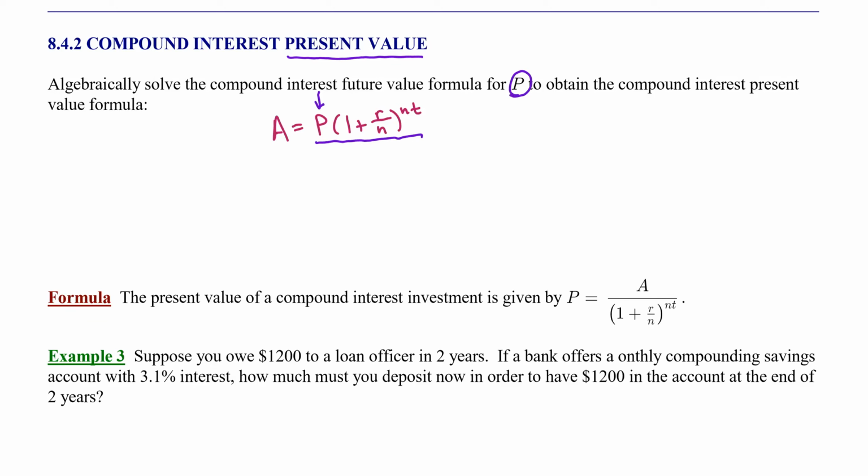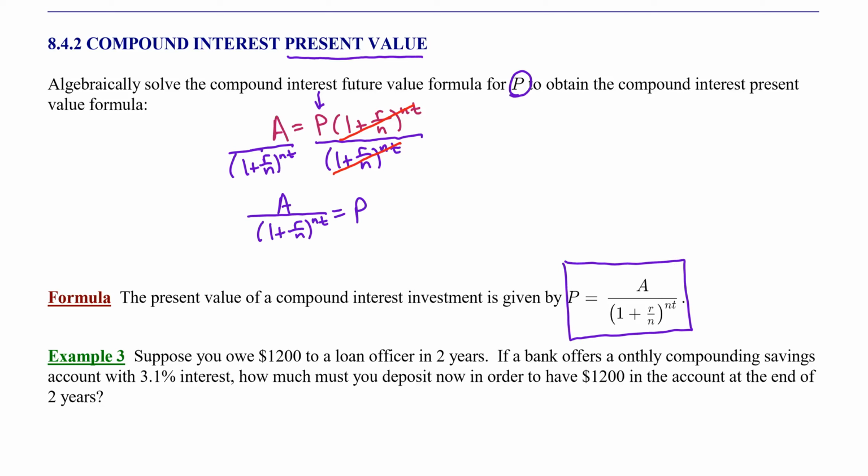To do this, we can divide both sides of this equation by the factor (1 plus r over n) exponent nt. So what I do to one side, I have to do to the other side of the equation. On the right side, that entire factor cancels, and that isolates P. So our formula becomes A over (1 plus r over n) exponent nt equals P. Or if I switch it around so that P is on the left, we have our present value formula.